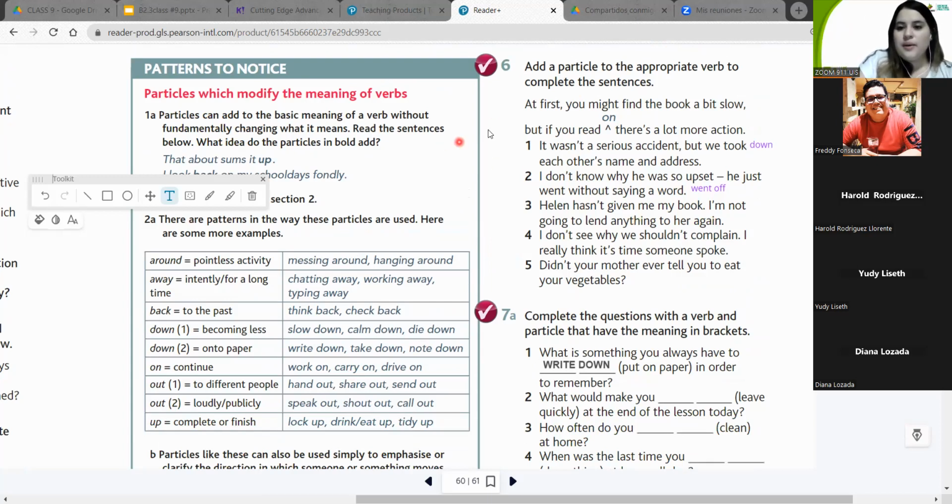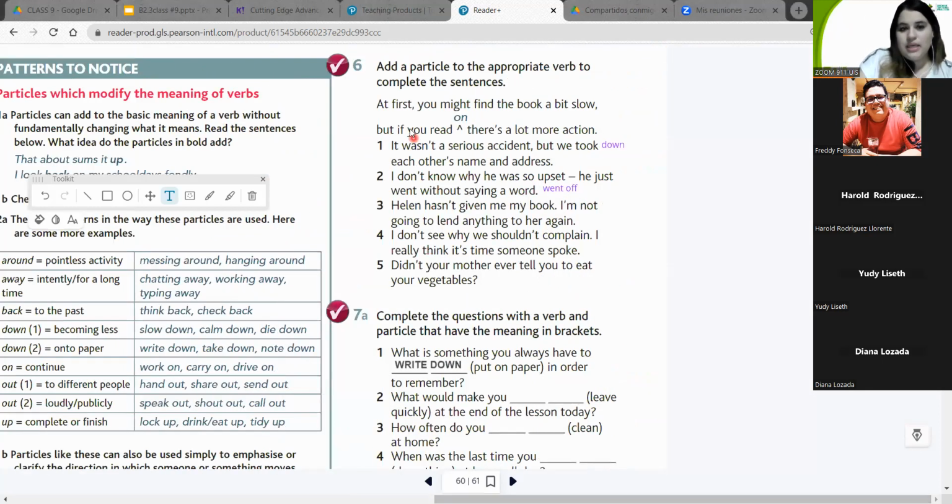Exercise number 3. Can anyone read exercise number 3, please? Teacher, Helen hasn't given me my book. I'm not going to lend anything to her again. Or lend out. Okay. Well, no. Let's analyze the two sentences. Lend back.